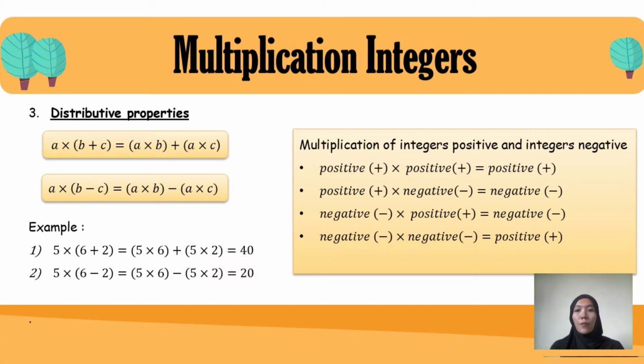Multiplication of positive and negative integers. Positive times positive is equal to positive, positive times negative is equal to negative, negative times positive is equal to negative, and negative times negative is equal to positive.